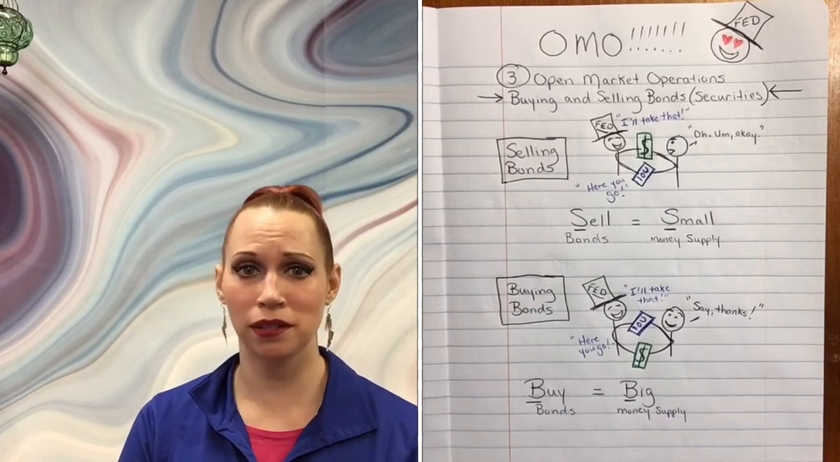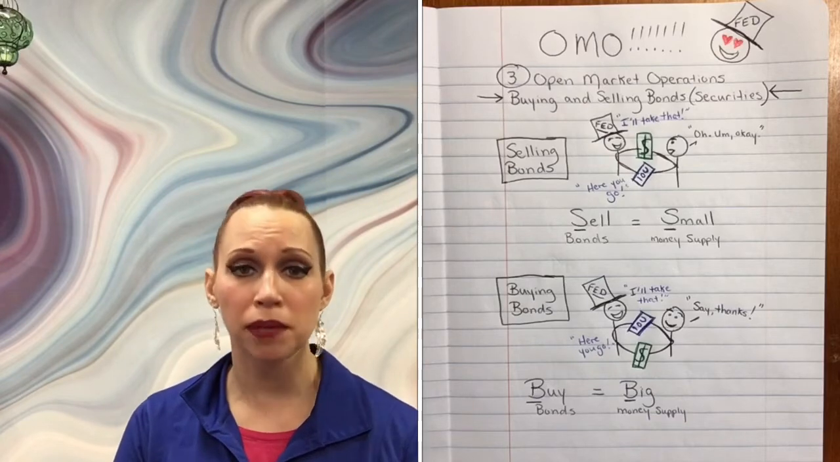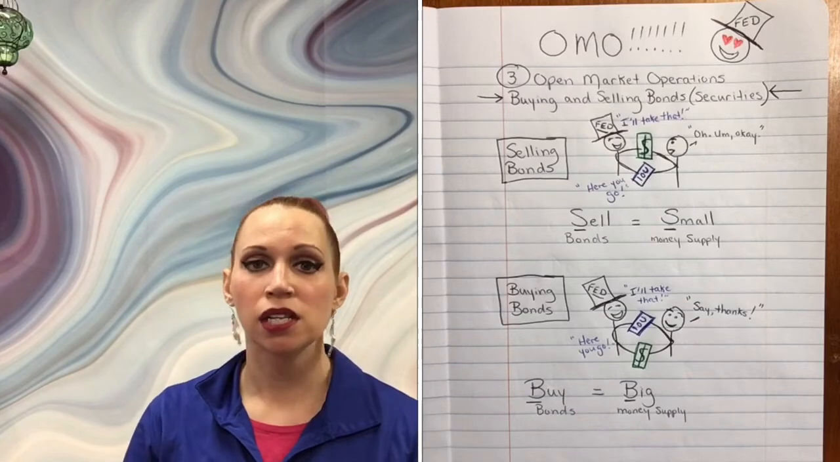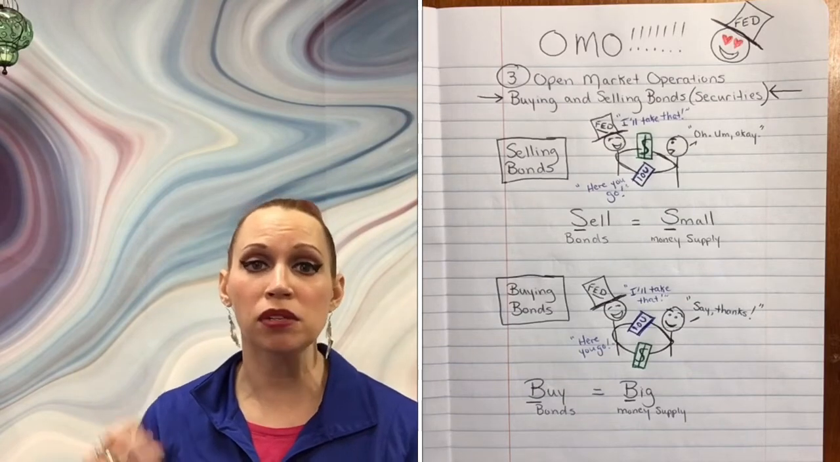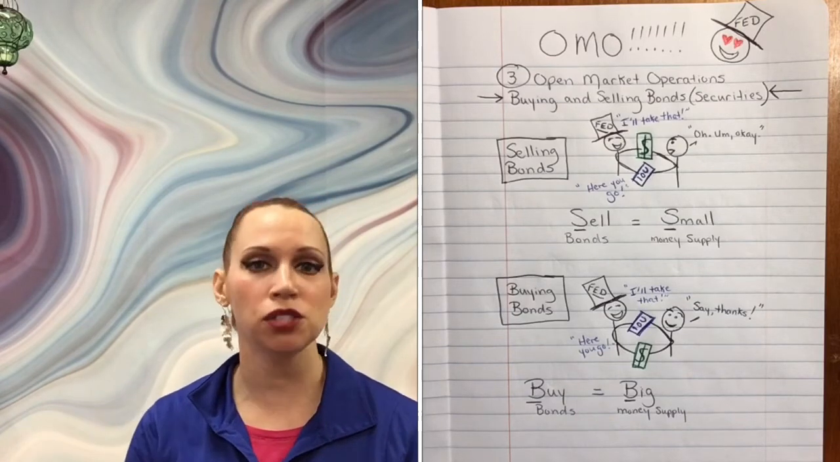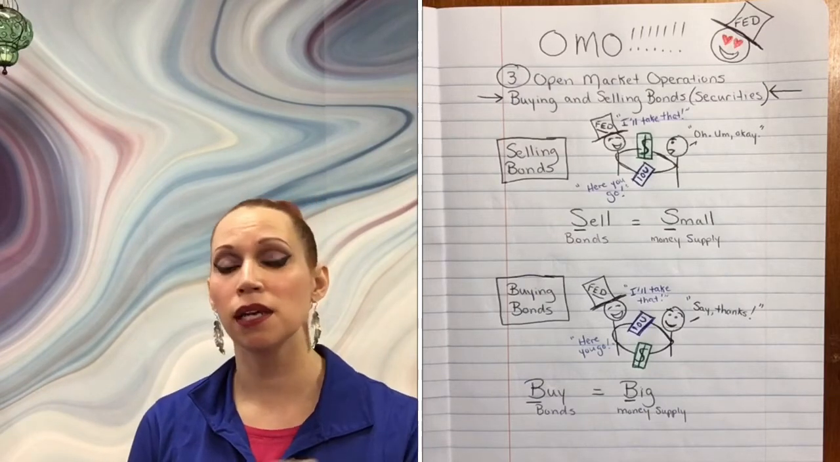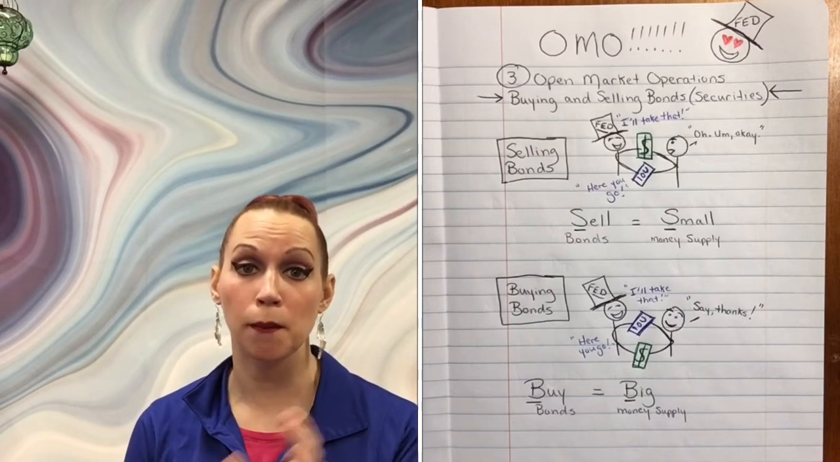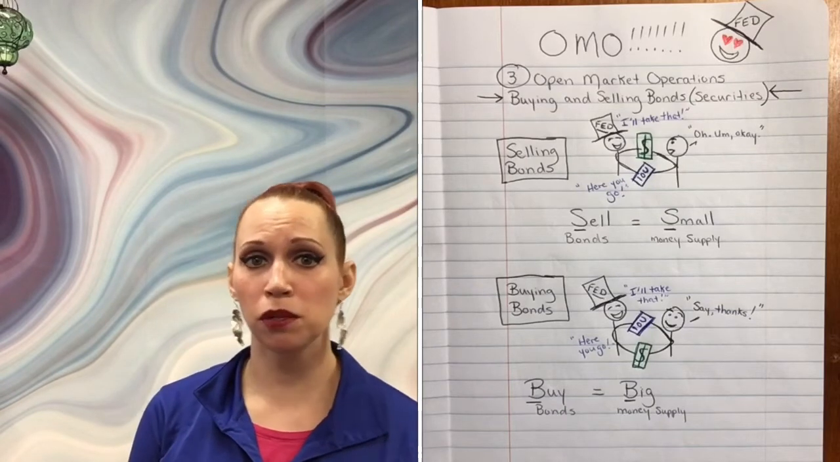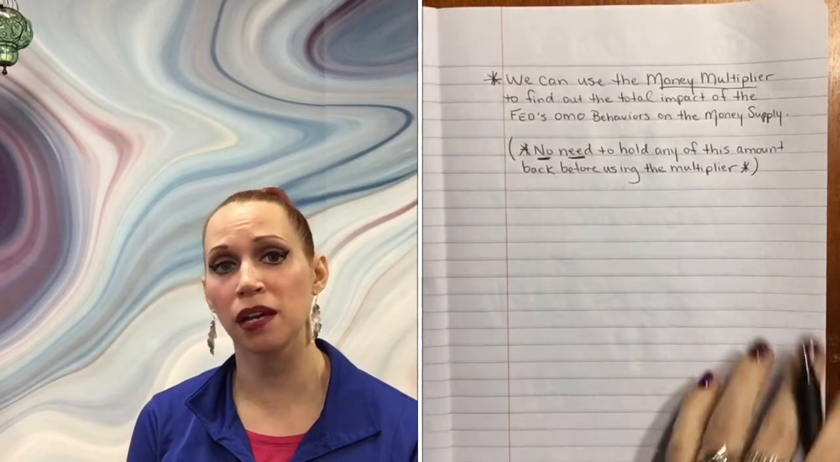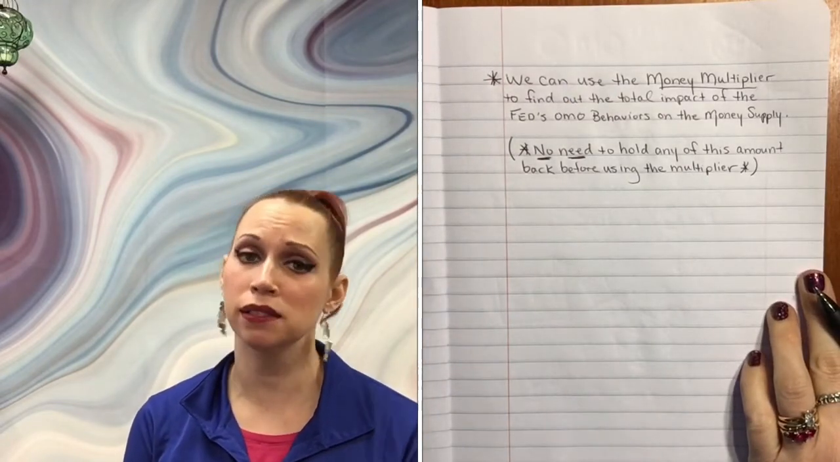In the second part of the demonstration, I took up the blank index cards and I put money back in your hands. So by buying those bonds, I was literally putting money back into our classroom's M1 circulation. So buying bonds makes the money supply bigger. So the money multiplier can also help us to figure out what's the impact on the M1 money supply when the Federal Reserve buys and sells bonds.